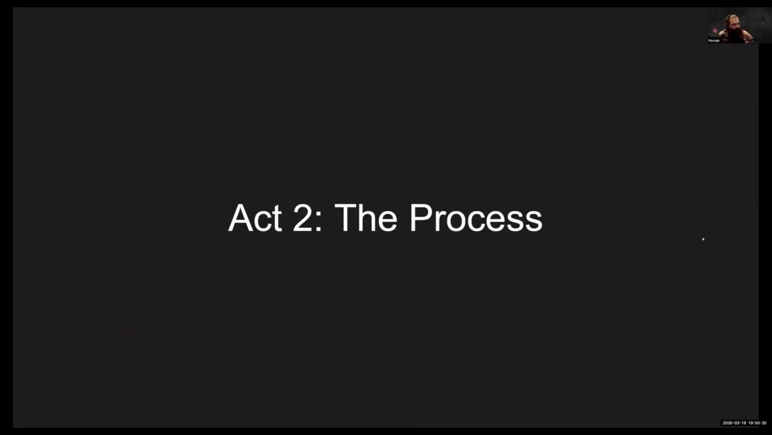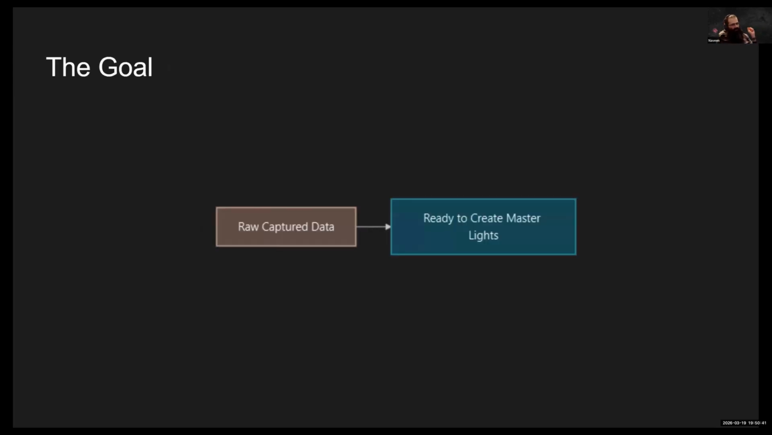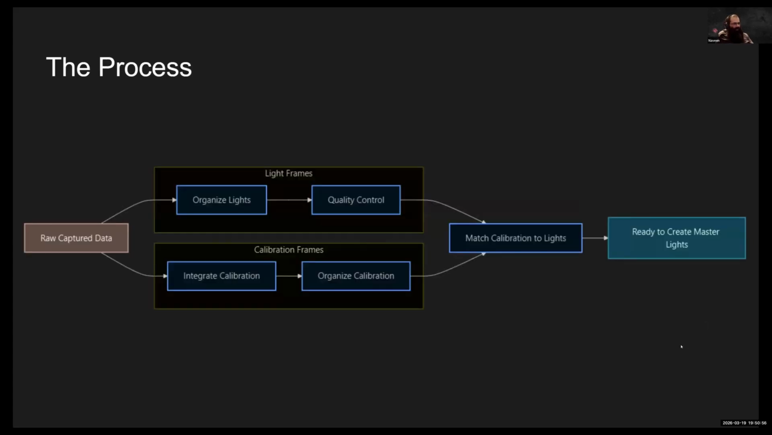So the process, pretty simple at the macro level. We have captured data, raw data, and we want to be able to create a master light. That's it. Simple. There's a lot to unpack in this one little arrow, though. We go from the raw data into two different workflows that then merge together.